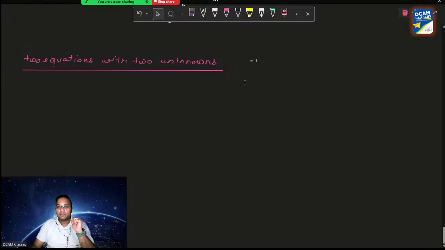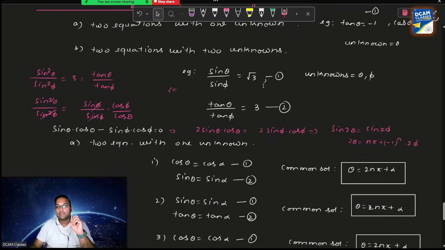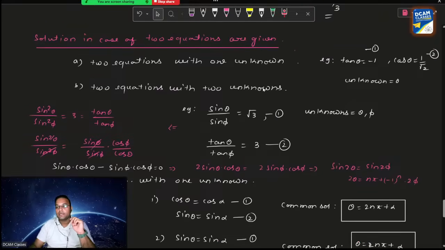See, the question that I'm giving you, see what I was telling in the last class. Diva and Radhika, both of you, please watch it since you both were absent. In the last class I told the solution when two equations are given. You will see the earlier types in the recordings, but the most recent thing is two equations with one unknown, and two equations with two unknowns.